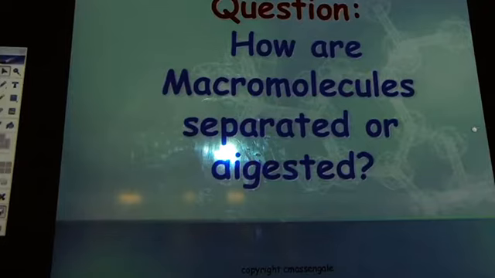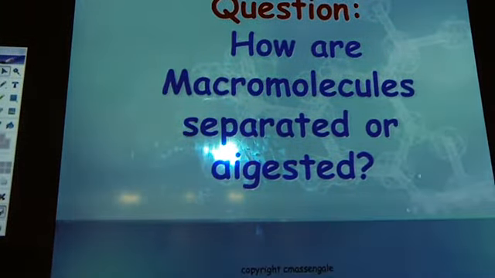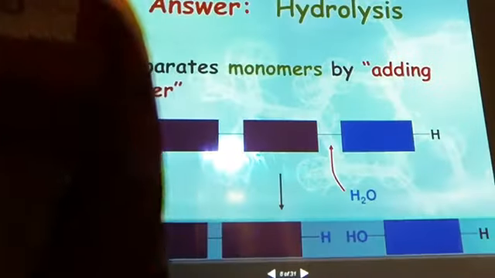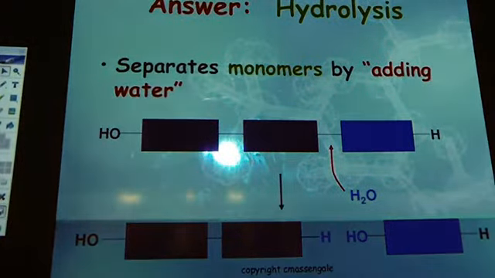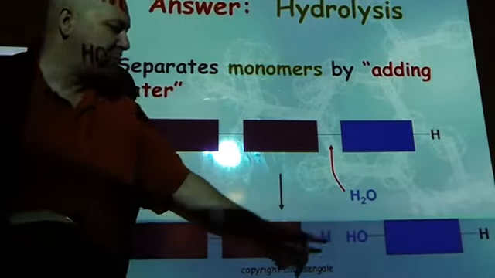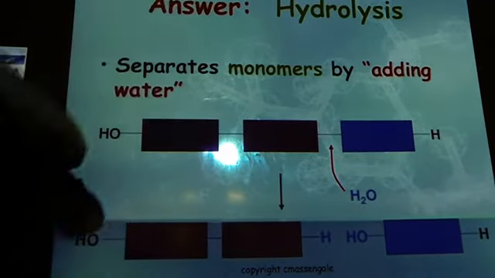What did I do to build them? Oh, we put in water. Yeah. So if I remove water to build them, if I add water, I can break them up. We add water to this lovely little bond. And the water splits into the H and the OH group. Well, I just broke it.